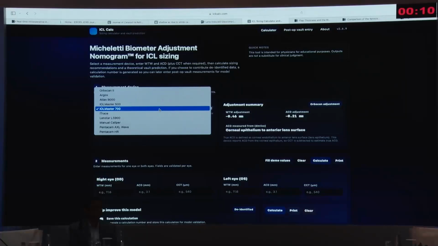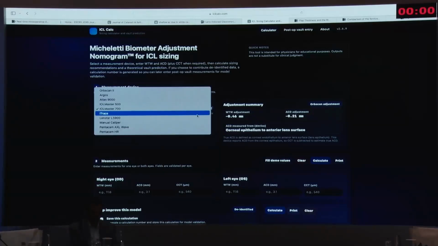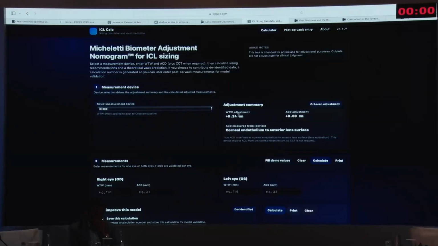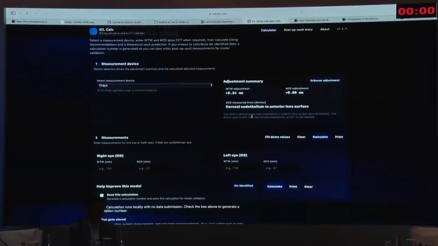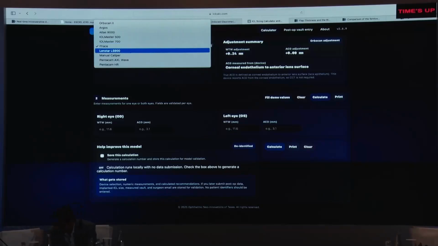For example, if I use an IOLMaster 700 here, it will give you the white to white adjustment and the anterior chamber depth measurements that are required. For example, with an eye trace, see the calibration: the white to white and the anterior chamber adjustments are calibrated. And then you can feed in the right and the left eye data. You can calculate and take a printout of the required size of the ICL. So I think all in all, adequate size calculation is very important when you're dealing with these phakic lenses. So thank you.